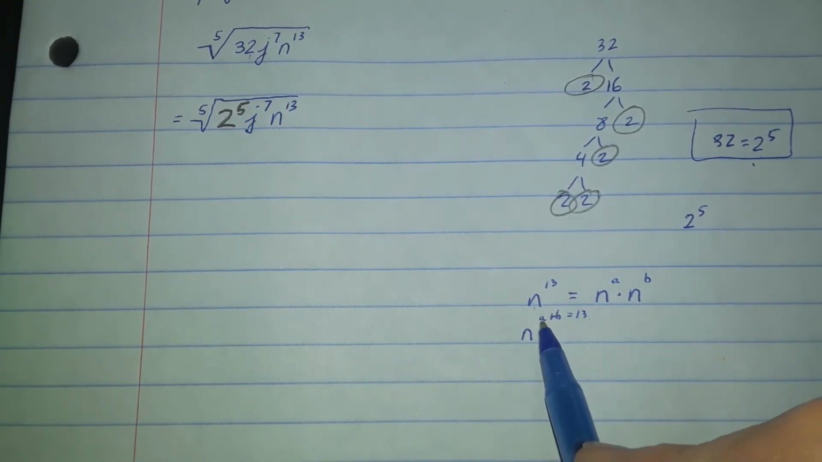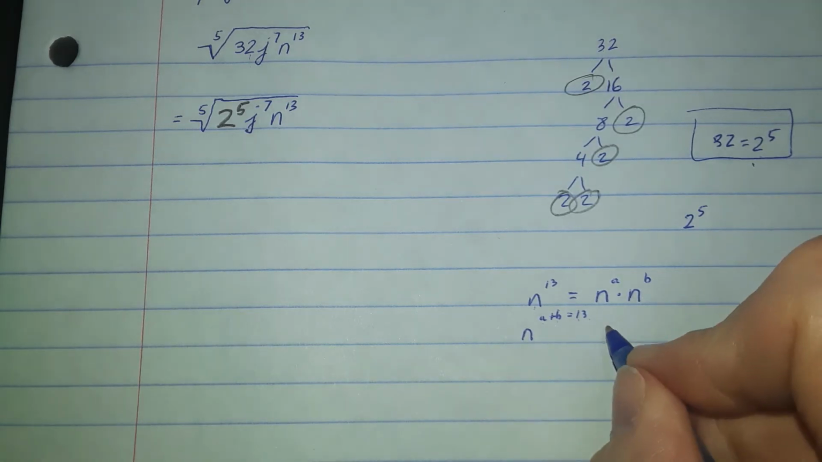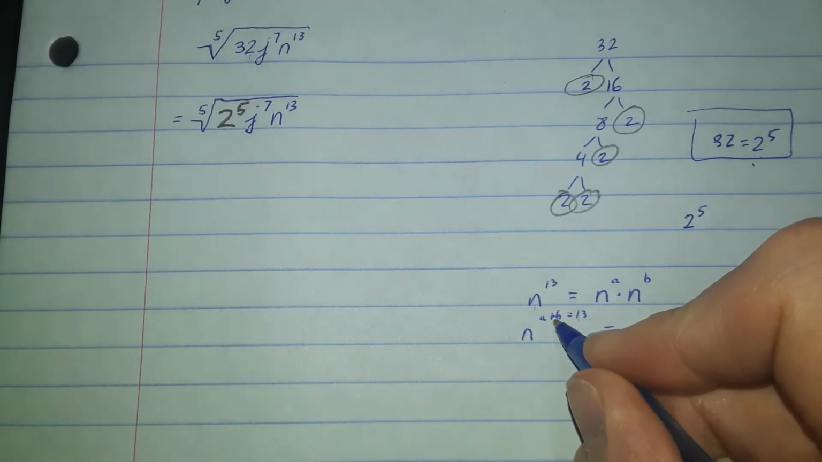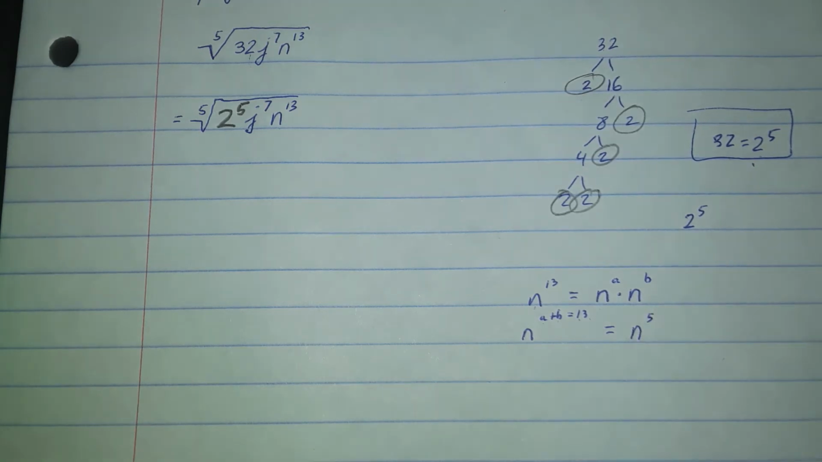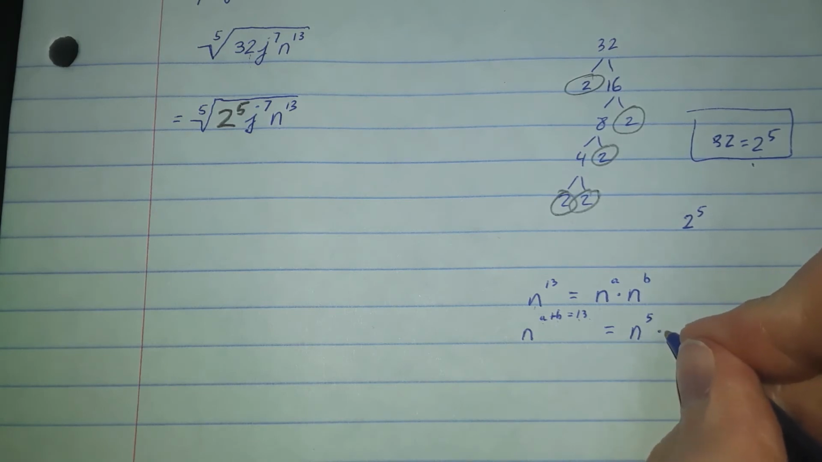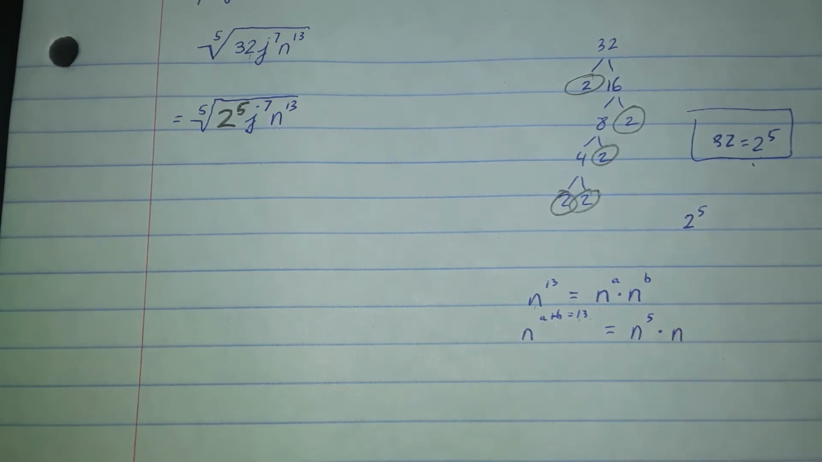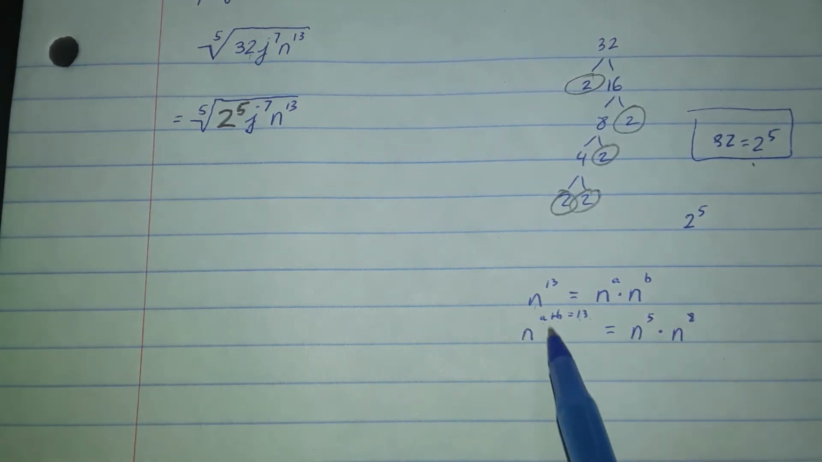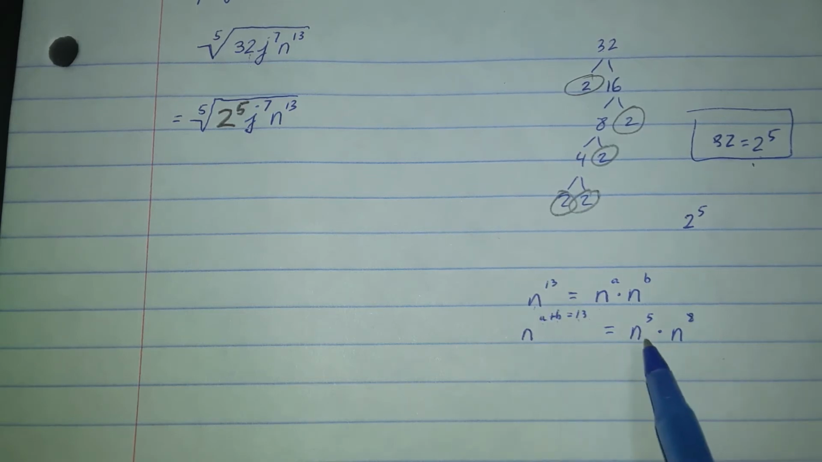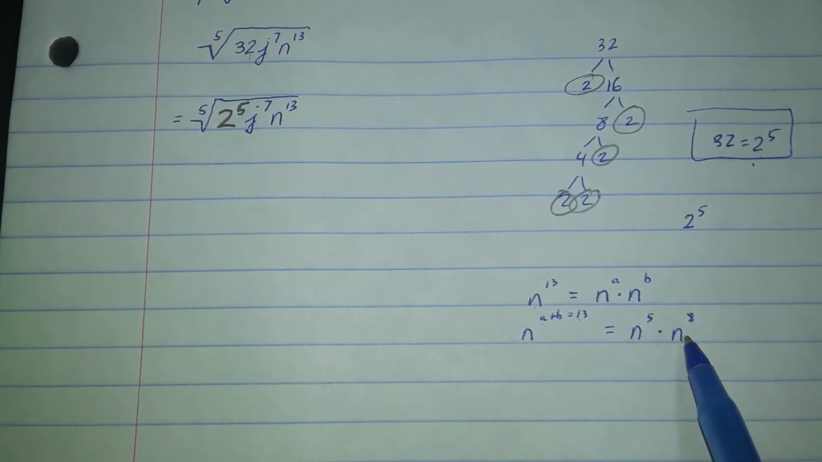So I want a plus b equals 13, so I'm looking at the idea that one of these, a or b, is going to be 5. So for simplicity, we're just assuming that the first one, the a, is the 5. So 5 plus what equals 13? That should be hopefully a fairly easy subtraction problem for you. 13 minus 5 is 8. And so I can rewrite n to the 13th power as n to the 5th times n to the 8th.